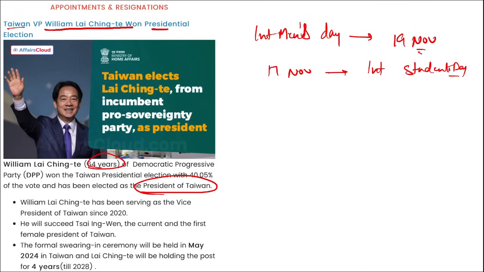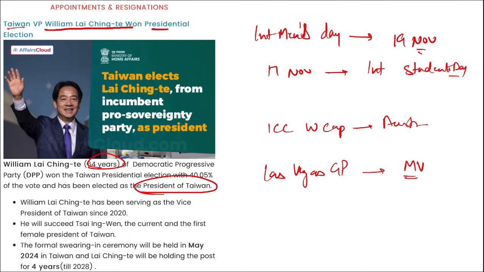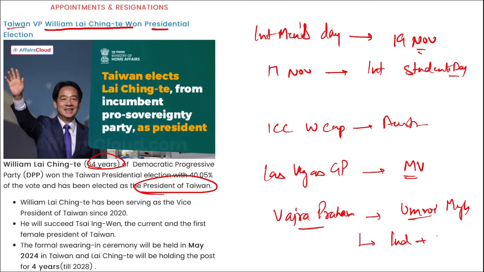Right? Then apart from this, tell me, which team won the ICC Cricket World Cup? Won by Australia. Who won Las Vegas Grand Prix? Won by Max Verstappen. Then tell me, Vajra Prahar, this is the name of the exercise that was held in Umroi, Meghalaya in India. It was held between India and USA. Vajra Prahar.